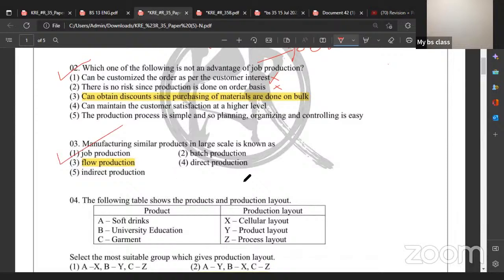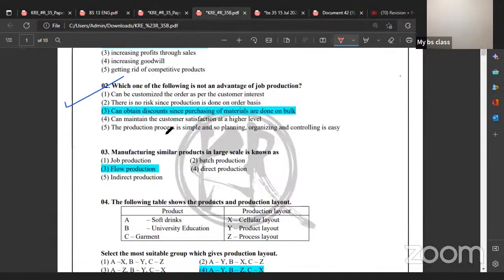So direct, indirect is a different stuff, right? It's not related to this lesson actually. So direct production is where we produce ourselves. We are not market oriented. Indirect means based on the market, targeting the market, we do the production, right? So that's something else. Yes, so question number 3, we can go with option number 3.